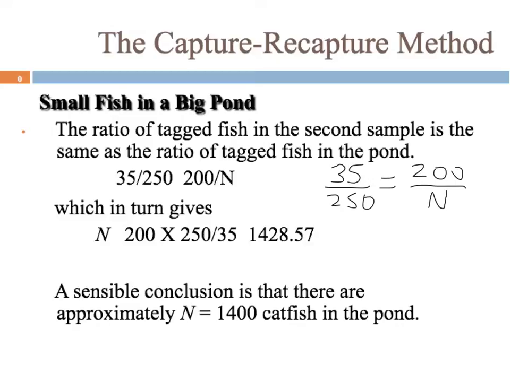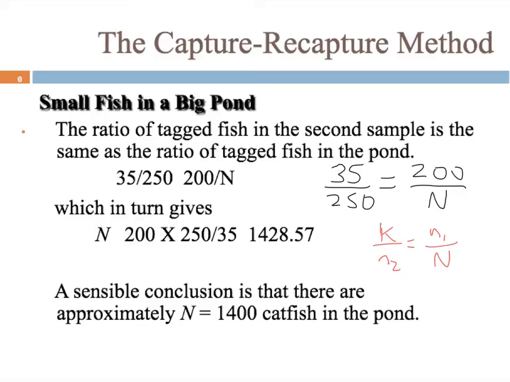So that's kind of like saying k out of n2 should be relatively equal to n1 out of N, the total population. So we set up a proportion. So 35 out of 250 is equal to 200 out of N. And with proportions, there's just two steps. You can cross multiply and divide.